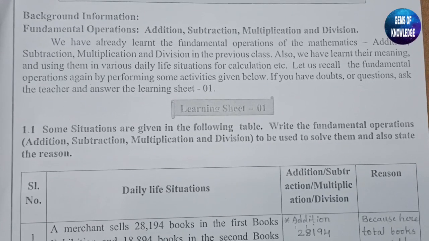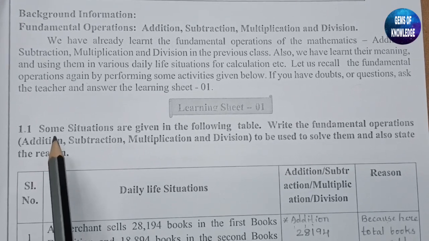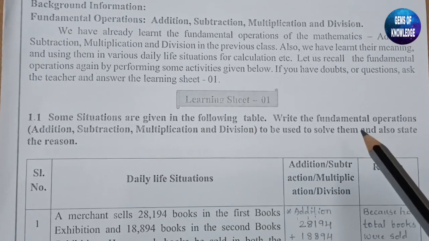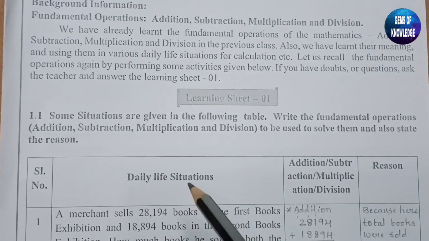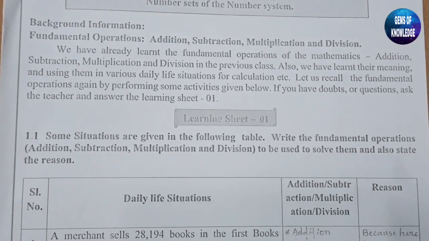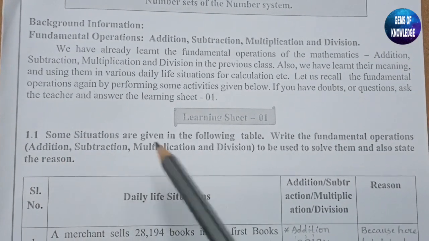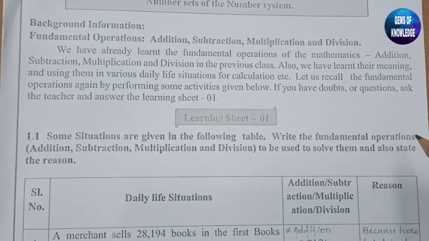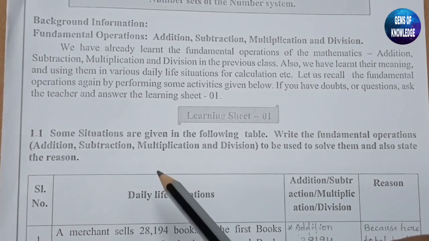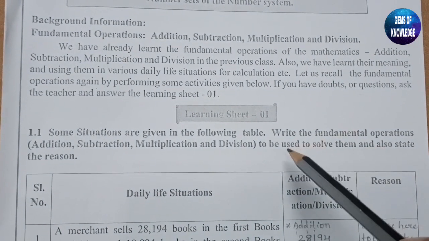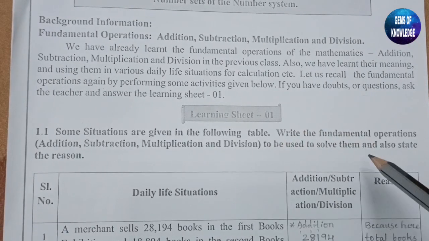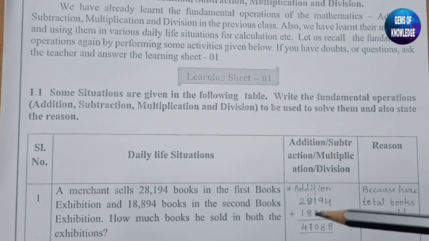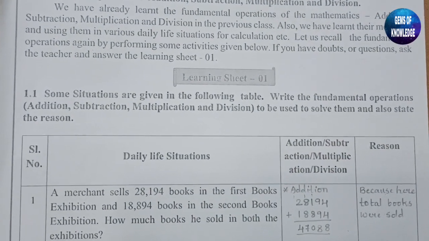So here you can see learning sheet number 1. Some situations are given in the following table, daily life situations. Write the fundamental operations like addition, subtraction, multiplication and division to be used. We have to identify which fundamental operations we are going to choose here and solve them, and also state the reason. I have also solved them here and shown you how those fundamental operations work.